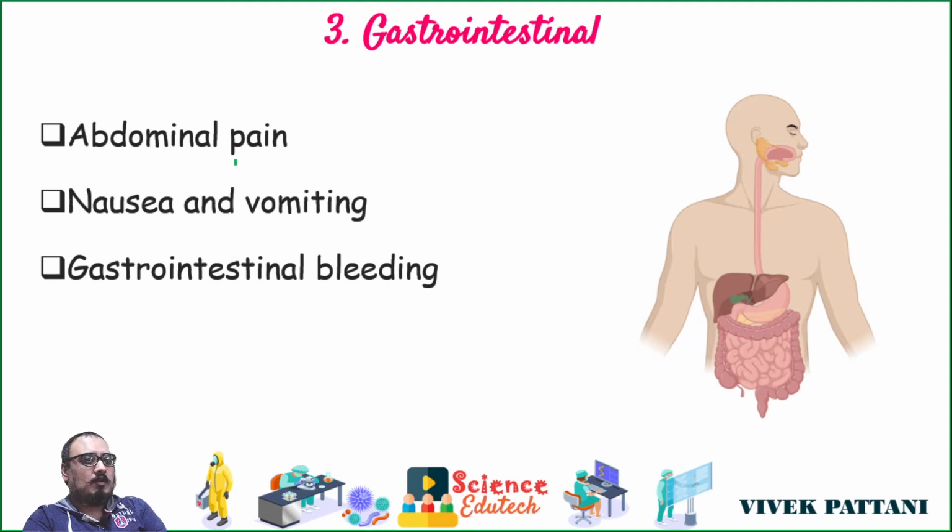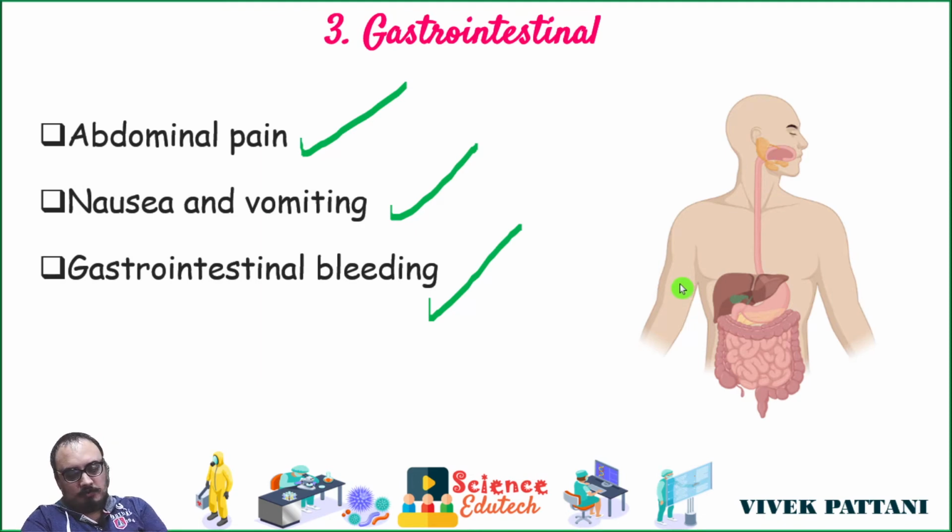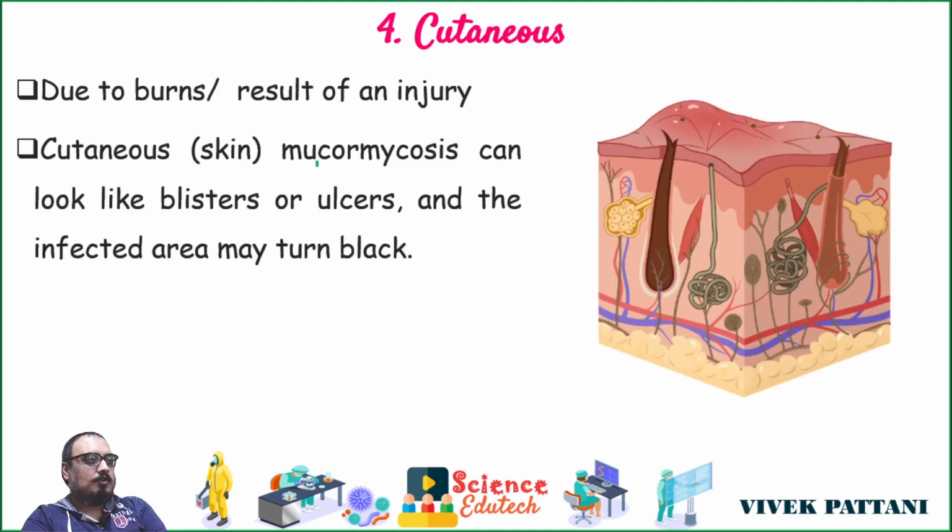Gastrointestinal one. The common symptoms are abdominal pain, nausea and vomiting, as well as gastrointestinal bleeding due to the spread of the mucormycosis. It is normally found in cases of renal transplant or malnutrition also. Another problem is that if the infection progresses, it may also invade other tissues. Next comes cutaneous.